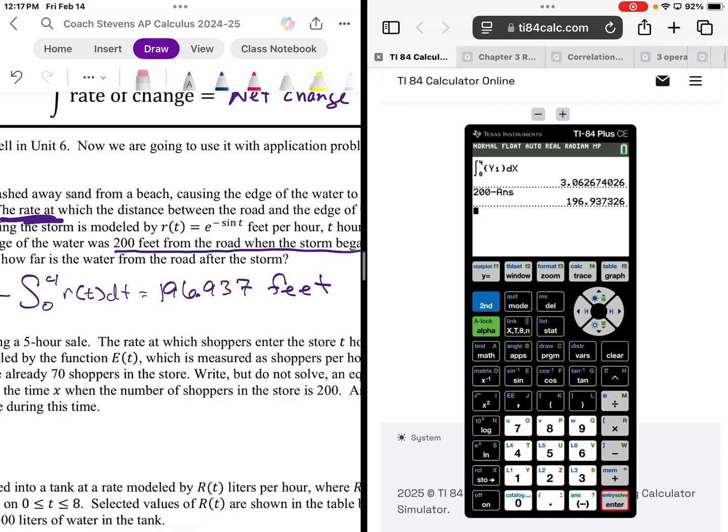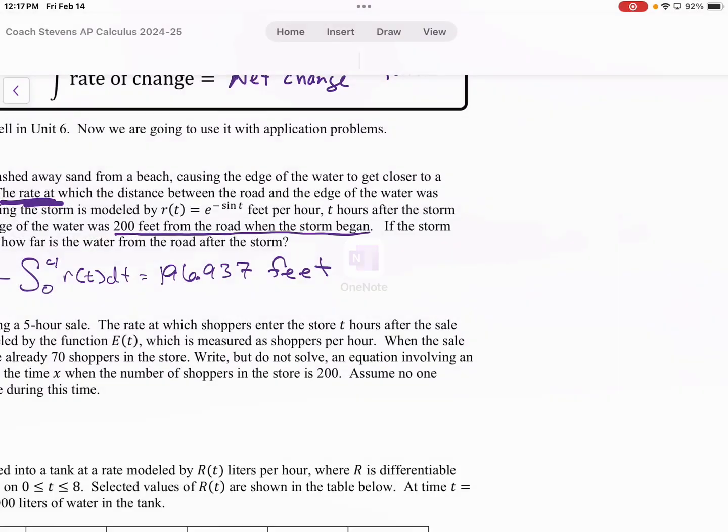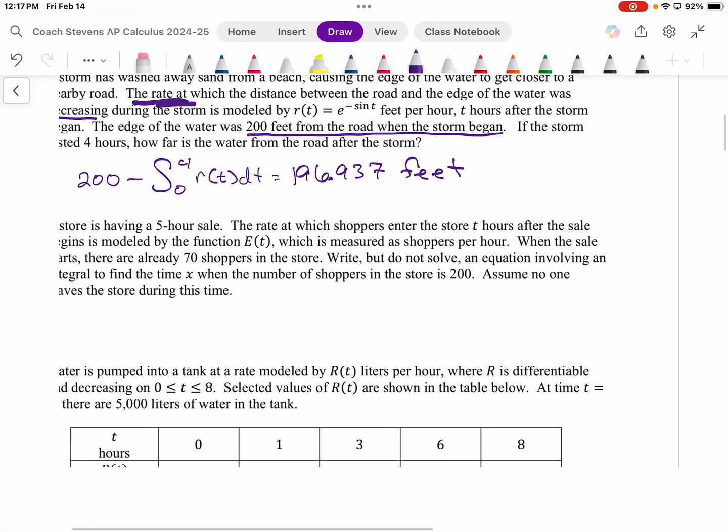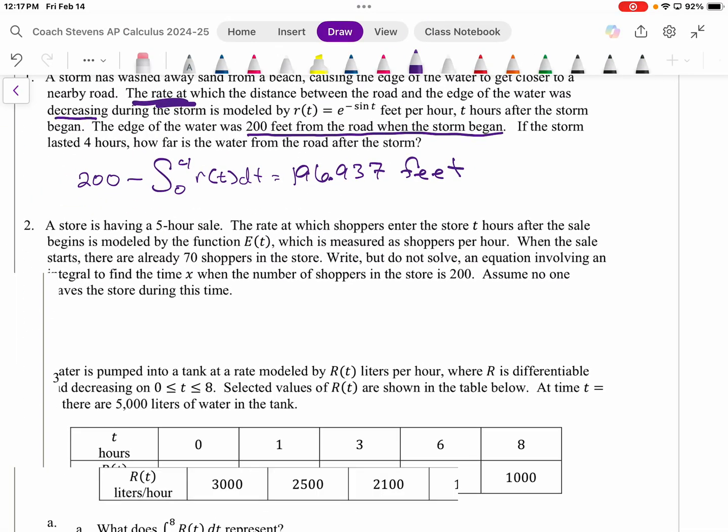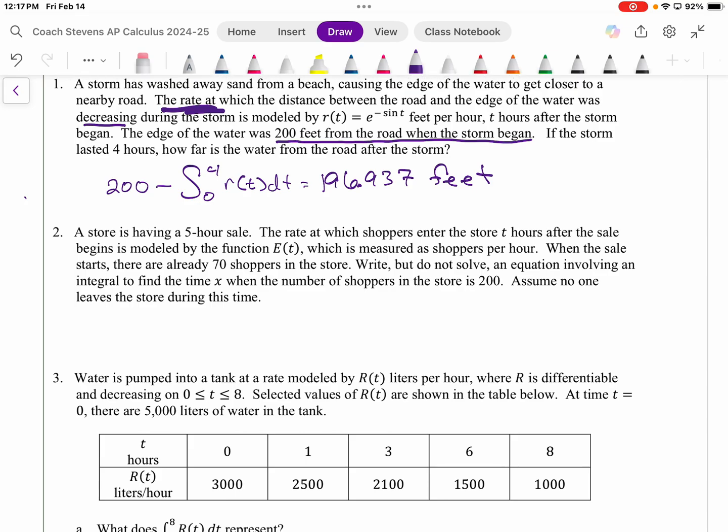All right. Next one. A store is having a 5-hour sale. The rate at which shoppers enter the store after the sale has begun is modeled by the function E of t, okay, which is measured as shoppers per hour. So again, it's still a rate. When the sale starts, there are already 70 shoppers in the store. So that's the beginning, starting with 70. Write down, but do not solve. Write the equation involving an integral to find the time when the number of shoppers in the store is 200.